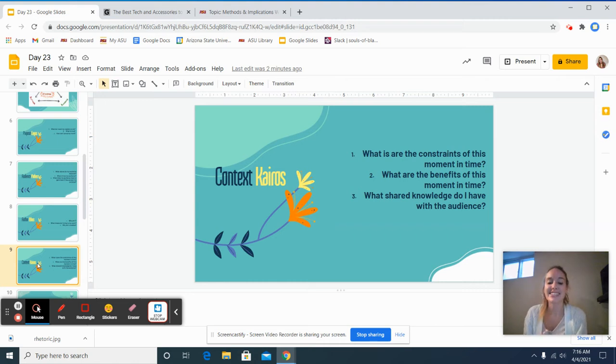So context, I'm linking this to Kairos, because you're thinking a lot about the time that you're writing. You're not writing in a vacuum. You're writing to a specific moment in time. So what are the constraints of this moment in time? What's this shared knowledge that you have with your audience? What's going on in the world that's making this a problem at the time? And what are the benefits of this moment in time? So you are really thinking about the moment now.